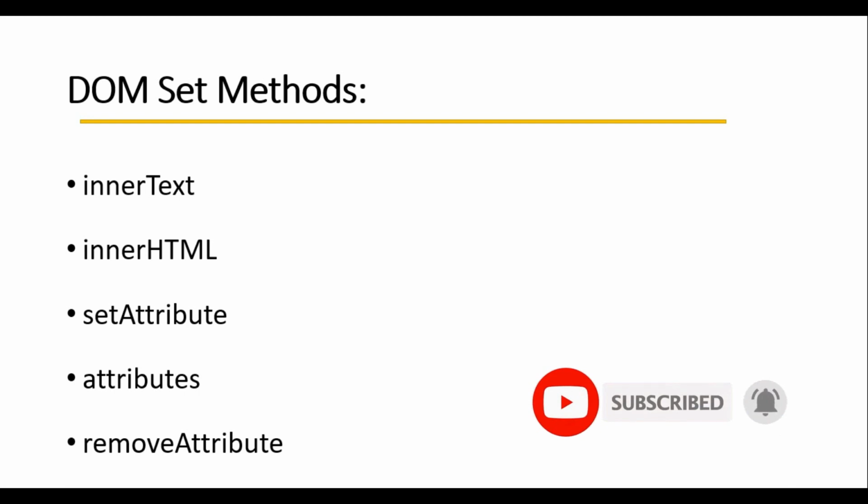Alright, so let's get started. In the previous video we learned DOM get methods, how to get the data by using the JavaScript DOM methods. So in this video we are going to learn how to set our value in an HTML element by using the DOM set methods. Here we have 5 methods that we can use to set the value into HTML attributes.